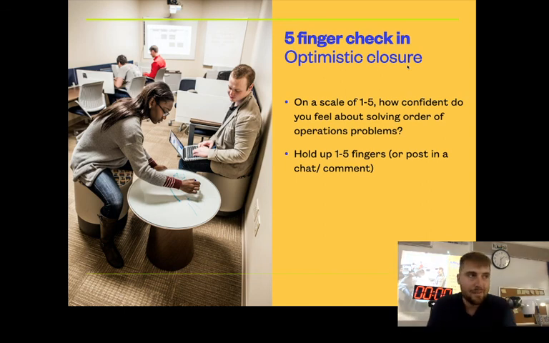Awesome, and as we wrap up today, I want you to think on a scale of 1 to 5, how confident or how sure are you about solving order of operation problems? That's the type of problems we did today and we talked about on Monday as well. We're following those 6 steps: parentheses, exponents, multiplication and division, and addition and subtraction. So hold up 1 to 5 fingers depending on how sure you are.